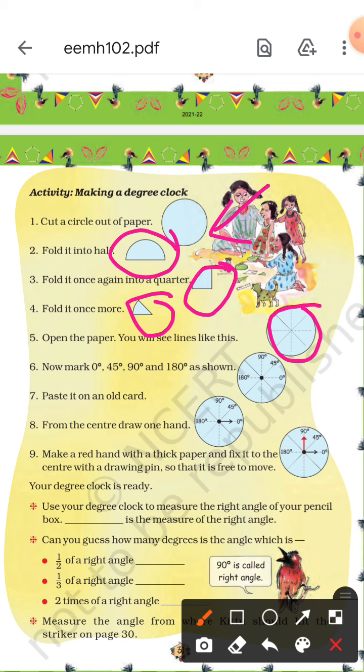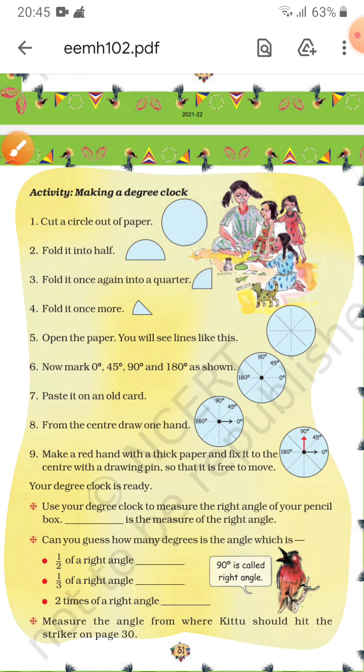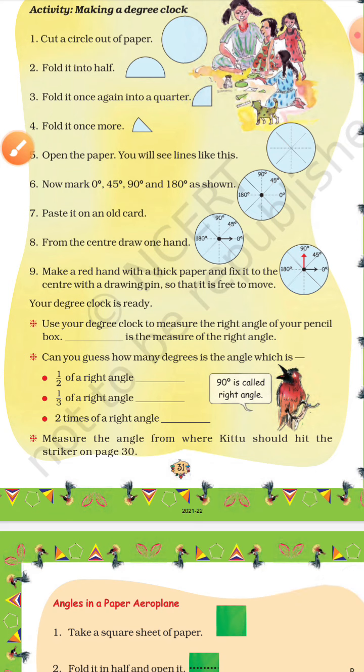Now mark 0 degree, 45 degree, 90 degree, like that, as shown here, and then paste it on an old card, and from the center draw one hand. Make a red hand with a thick paper, and fix it to the center with a drawing pin. Here is the pin, so that it is free to move. Now your degree clock is ready.